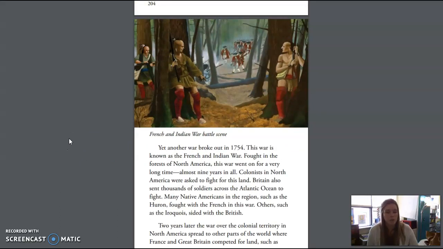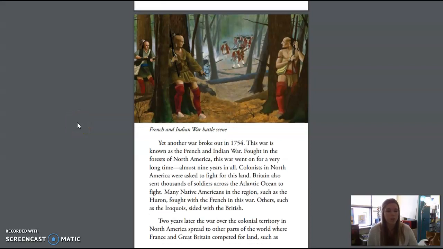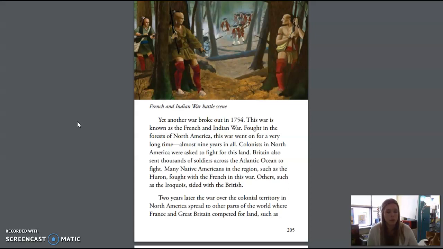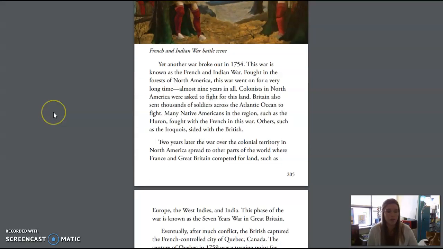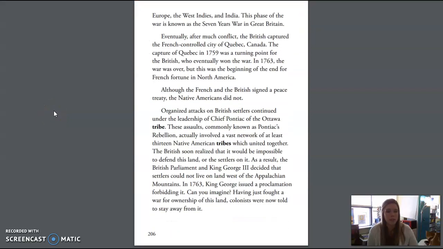Fought in the forests of North America, this war went on for a very long time, almost 9 years in all. Colonists in North America were asked to fight for this land. Britain also sent thousands of soldiers across the Atlantic Ocean to fight. Many Native Americans in the region, such as the Huron, fought with the French in this war. Others, such as the Iroquois, sided with the British. 2 years later, the war over the colonial territory in North America spread to other parts of the world where France and Great Britain competed for land, such as Europe, the West Indies, and India.